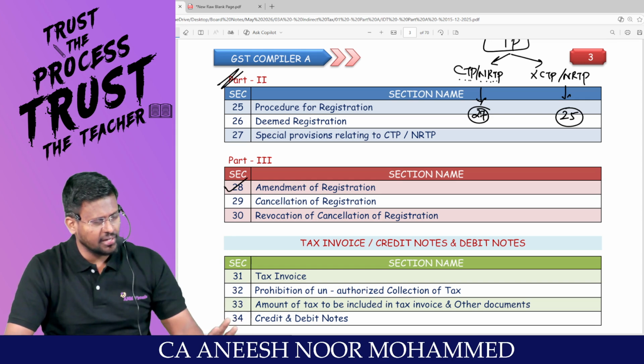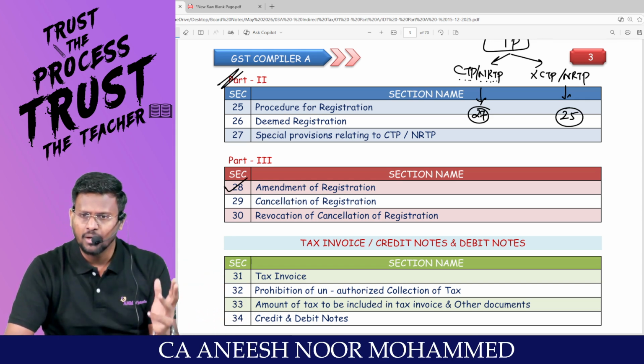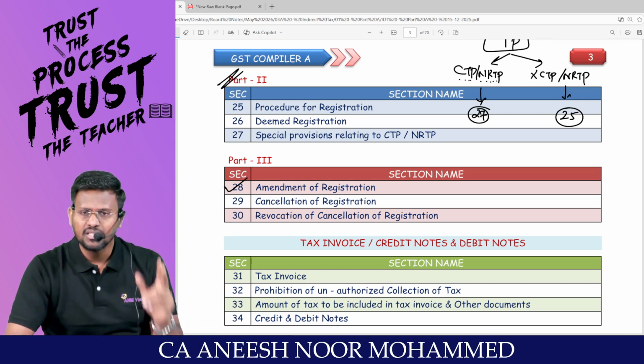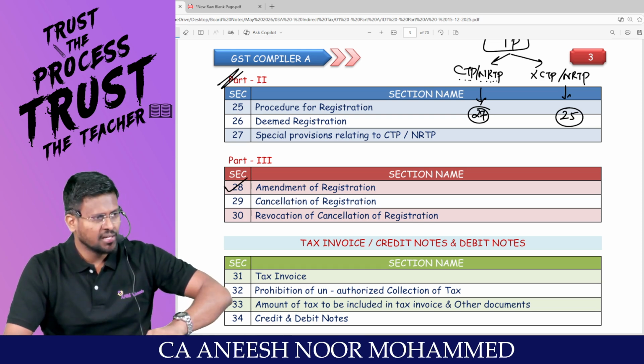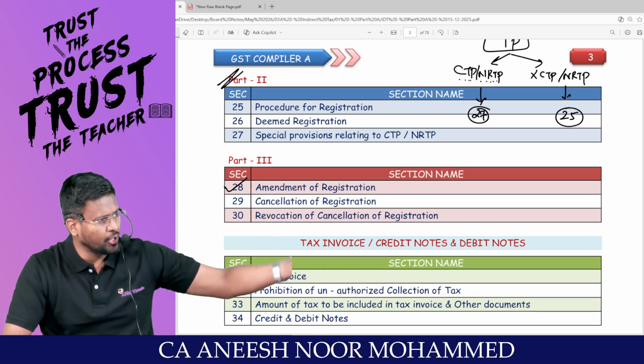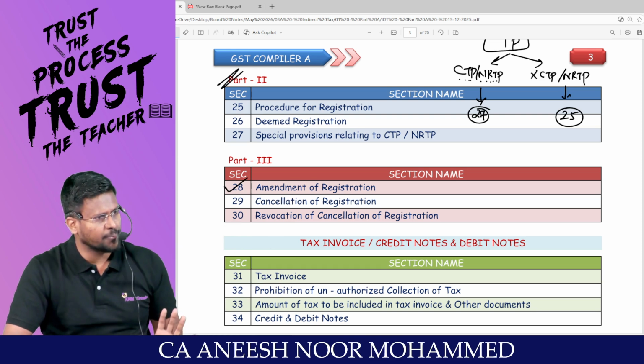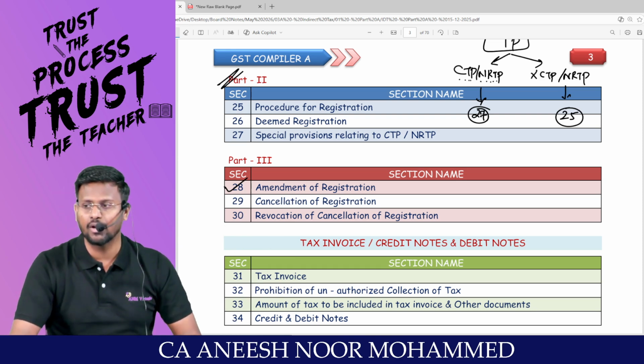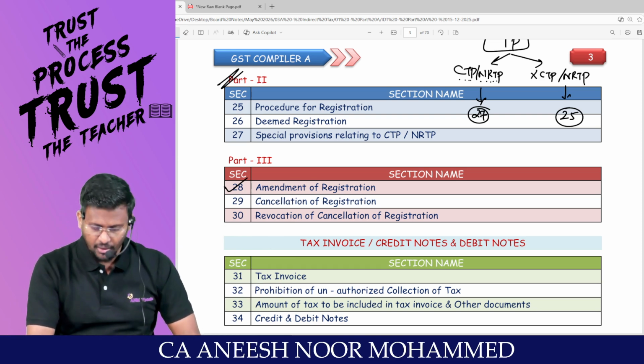At the time of taking registration, sometimes you would have given your phone number, sometimes your email ID, sometimes your place of business, sir, your PAN number. After a certain point of time, everything may undergo a change. You can amend the registration. Amendment of registration.